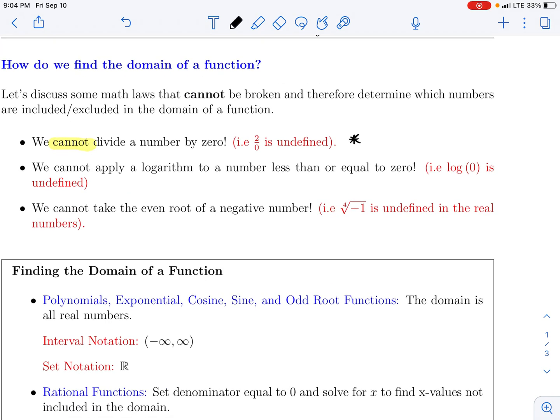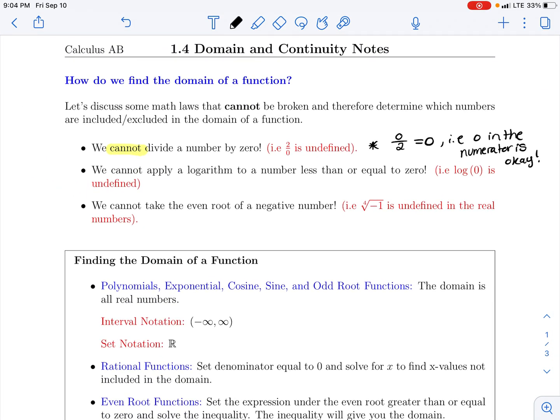However, I just want to note to you guys that 0 divided by a number equals 0. Okay, so 0 in the numerator is okay. So there's no problems when I have 0 in the numerator. However, if I have 0 in the denominator, in other words, I'm dividing by 0 there, there's a problem, okay? Because when we divide by 0, you see in the calculator that you get an error message.